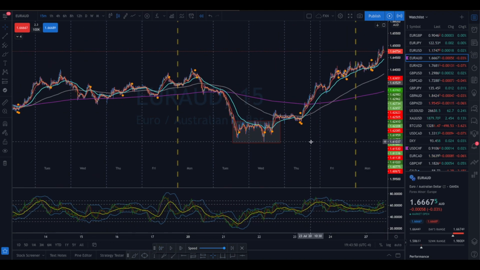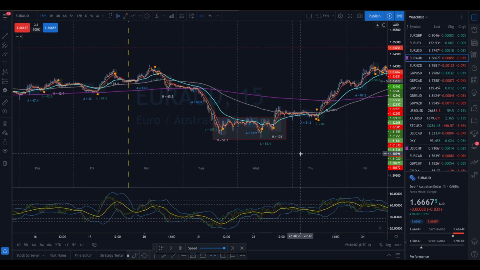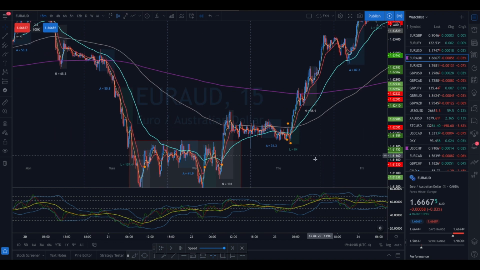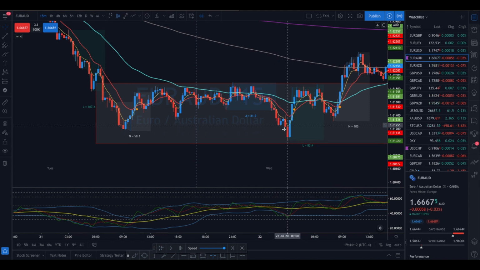Here's another one. What happened Tuesday? Full day drop on Tuesday. Tuesday's low creates the first leg. Goes into Wednesday. What do you get during Wednesday's beginning of the London session here? What do you get? You get a second leg, railroad track right there.